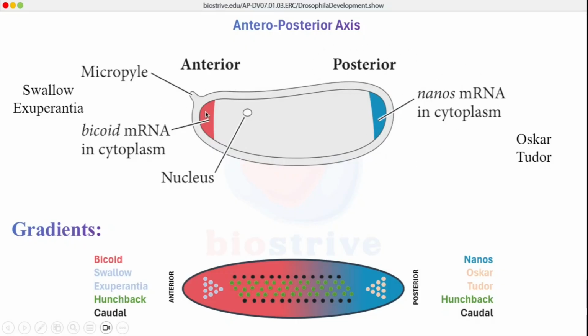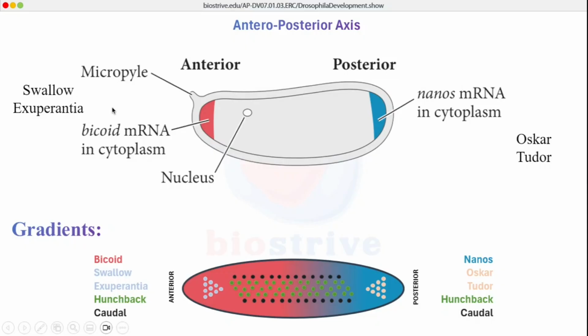Now this is the structure which we call the micropyle. The micropyle is a structure from which the sperm entry will take place and fertilization will take place. Now this structure is so small that it will allow only one sperm to enter, and there is no need to block polyspermy in case of Drosophila development.